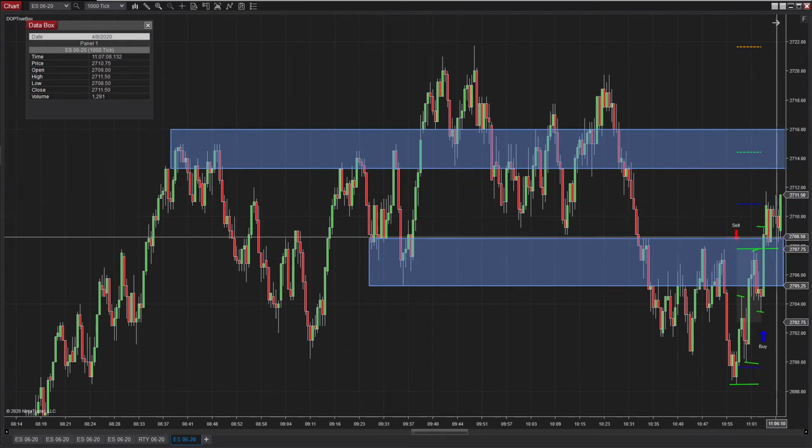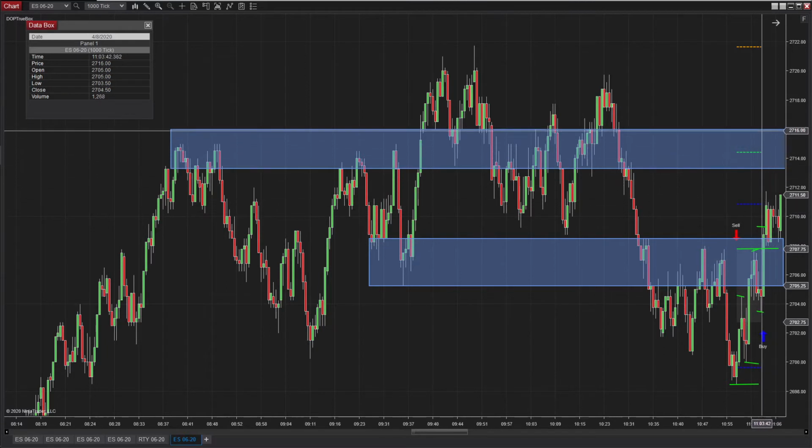So at this point, I'm long here. Let's just call it OA. I'm long OA, and I'm looking for a push up into this area. And I'm going to talk about if you're trading 1 or 2 or 3 or multiple contracts. We'll talk about how to handle that.